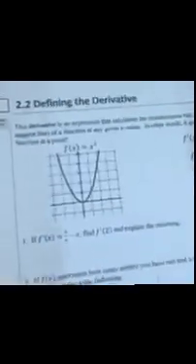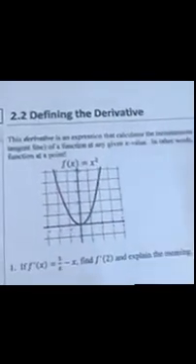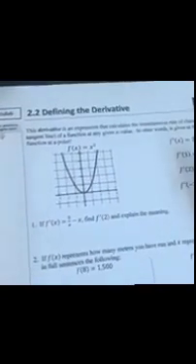So this is the function f of x equals x squared. F prime of x is 2x. F prime of 1 is 2. F prime of 2 is 4. And f prime of -2 is -4. We know this because this is already the derivative of the function, so all we have to do is plug in the x values and get the y values.